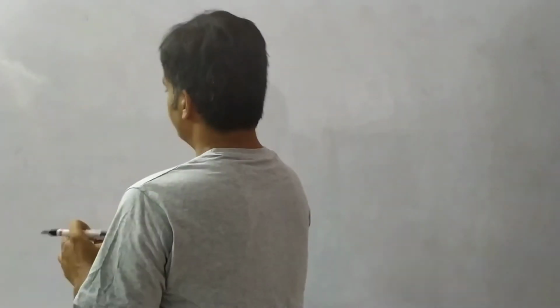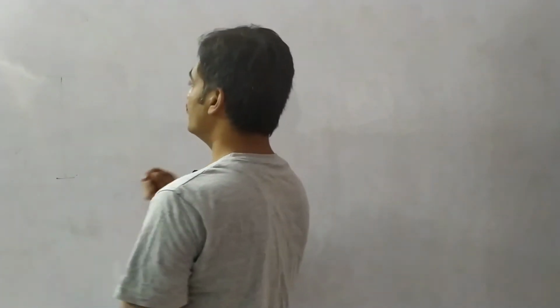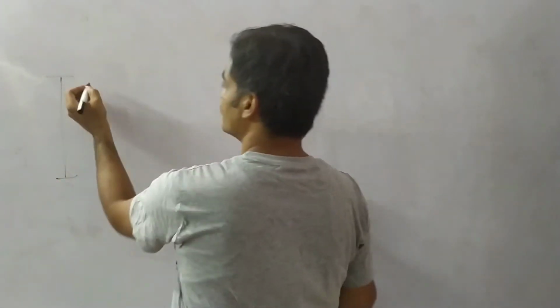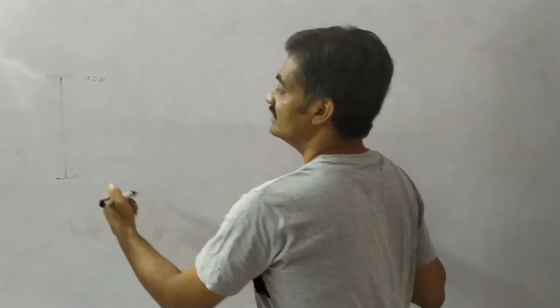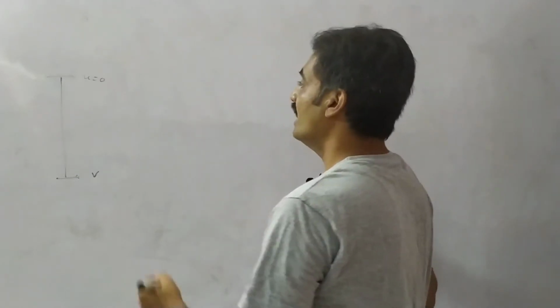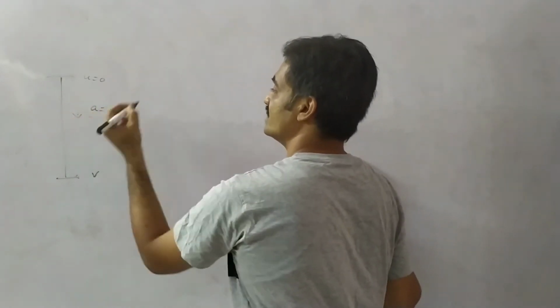Now let us consider a case where a body is falling freely from a maximum height. Here, as you observe, since the body is falling freely, its initial velocity is 0. As it reaches the ground, its final velocity is v. And here the acceleration due to gravity is represented as plus g.